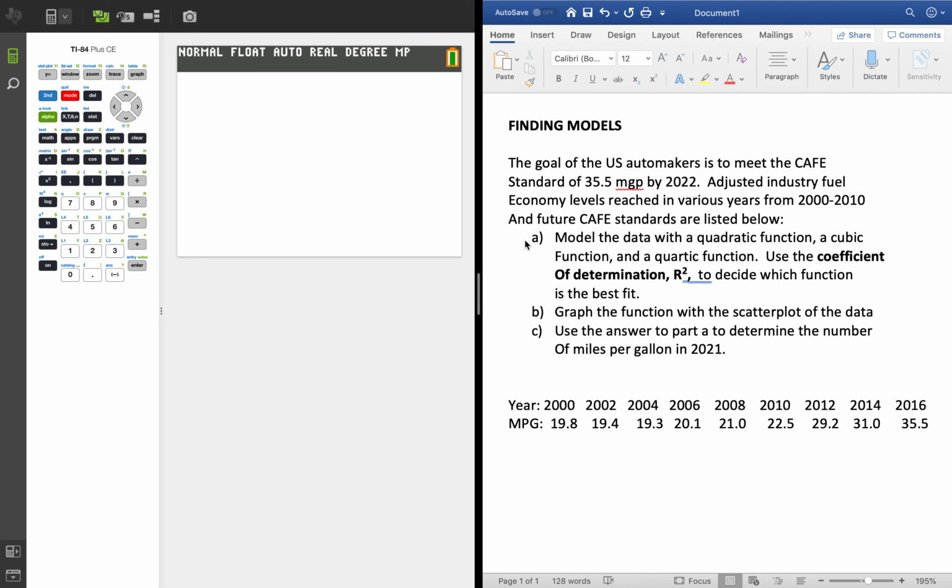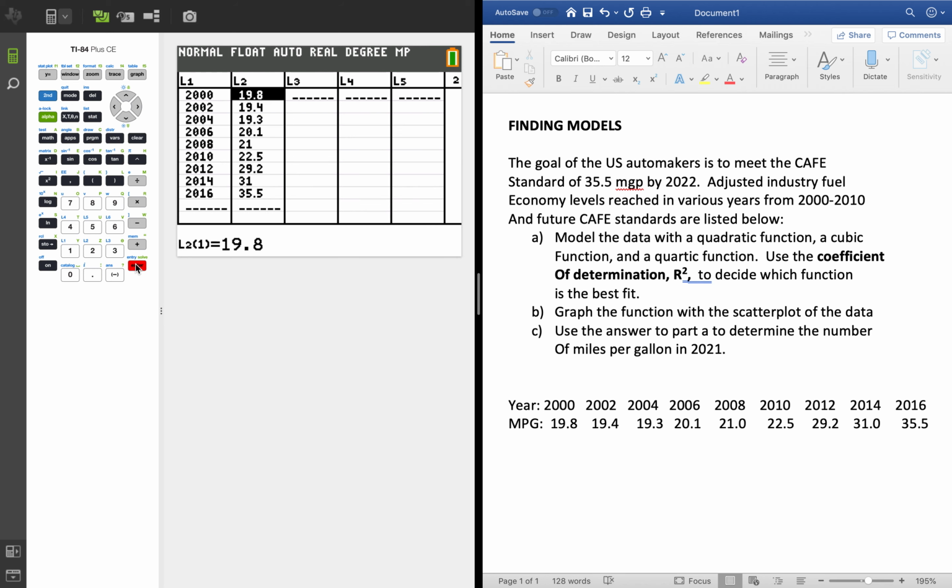And then C, use the answer to part A, your equation, to determine the number of miles per gallon in 2021. Okay, so first thing you need to do is on your calculator go to Stat and Edit. Notice it says Edit and Edit. So I'm going to hit Enter right there. And what I went ahead and did is I've already entered those just to make the video not last for 25 minutes. I went ahead and put the numbers in there. So put the numbers into L1 and L2 into your calculator.